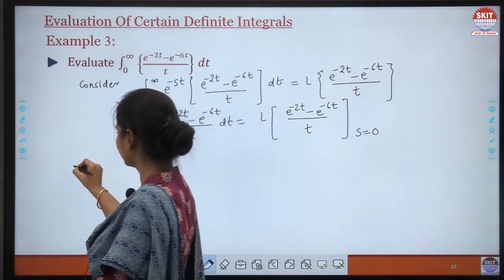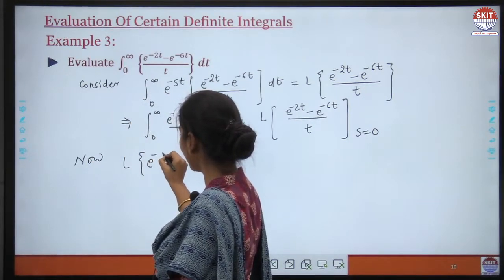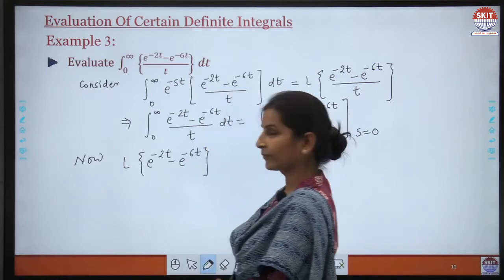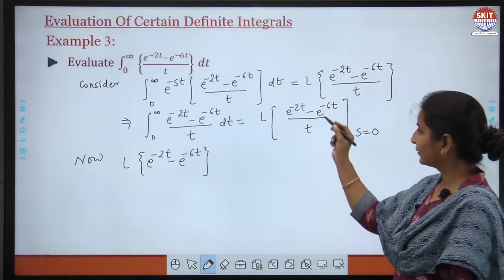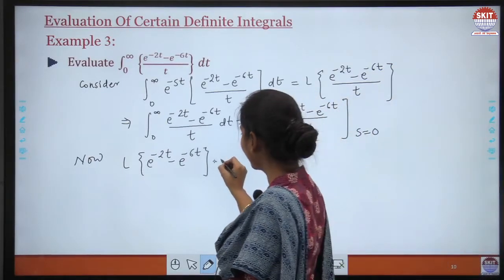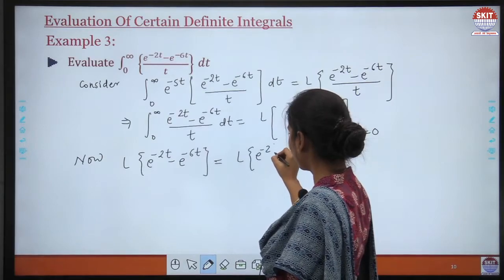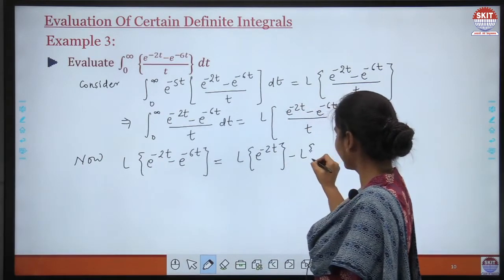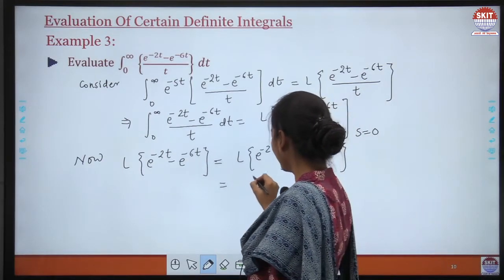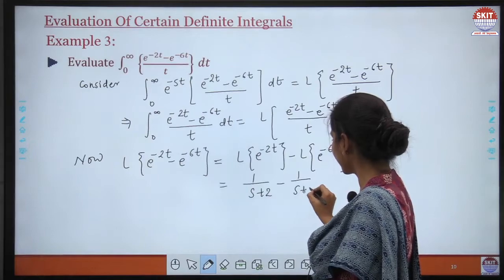So now we evaluate the Laplace of e to the power minus 2t minus e to the power minus 6t. We have to use two properties here. First, the Laplace of elementary functions, and then the Laplace for division by t. So first we apply the linearity property. That gives me the Laplace of e to the power minus 2t, then the Laplace of e to the power minus 6t. So this gives me 1 upon s plus 2 and 1 upon s plus 6.